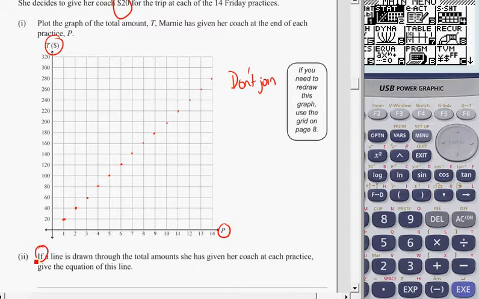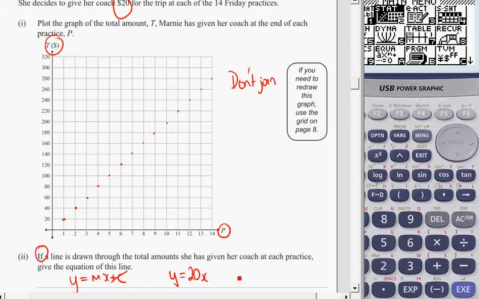if a line is drawn, give the equation of this line. So if we were to put a line through there, y equals mx plus c for a straight line, I can see that the y-intercept would be 0 if it was there. We won't put it in, so there's no y-intercept. Working out the gradient, rise over run, it's clearly going up in steps of 20. Y equals 20x. And we should of course use the lettering that they've suggested.